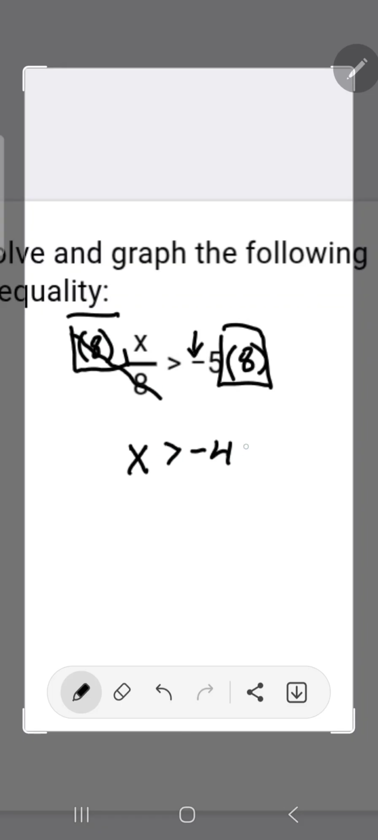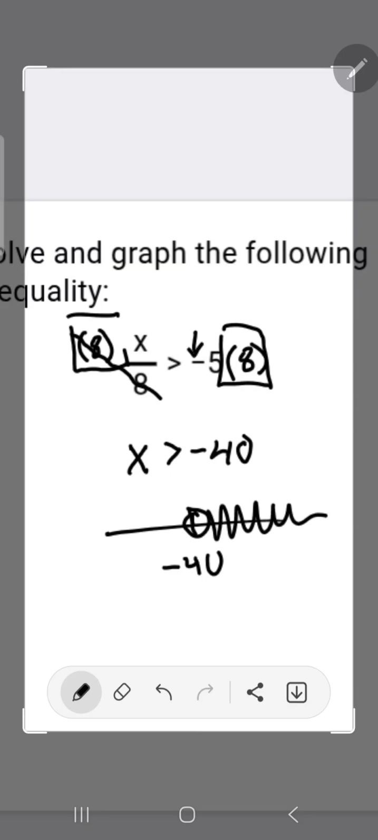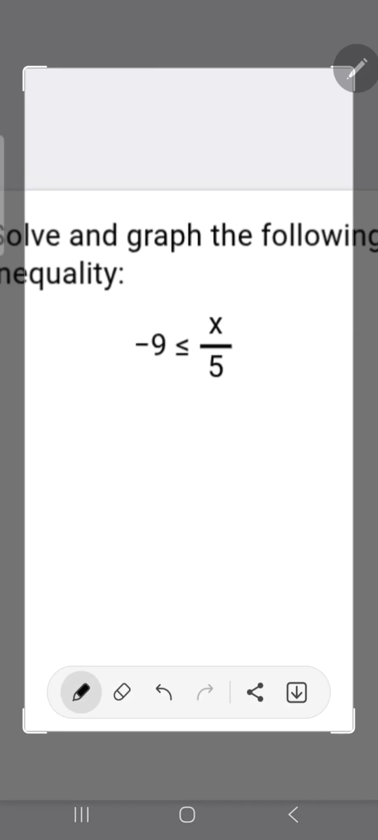The answer is negative 40 on this side, negative 5 times 8. We will put an open circle on negative 40, and the arrow is going right. We would shade to the right. In this problem, to solve for x, we need to multiply by 5. Once again, that number is positive, so we don't have to flip the symbol. So this would be negative 45. Keep the symbol exactly the same.